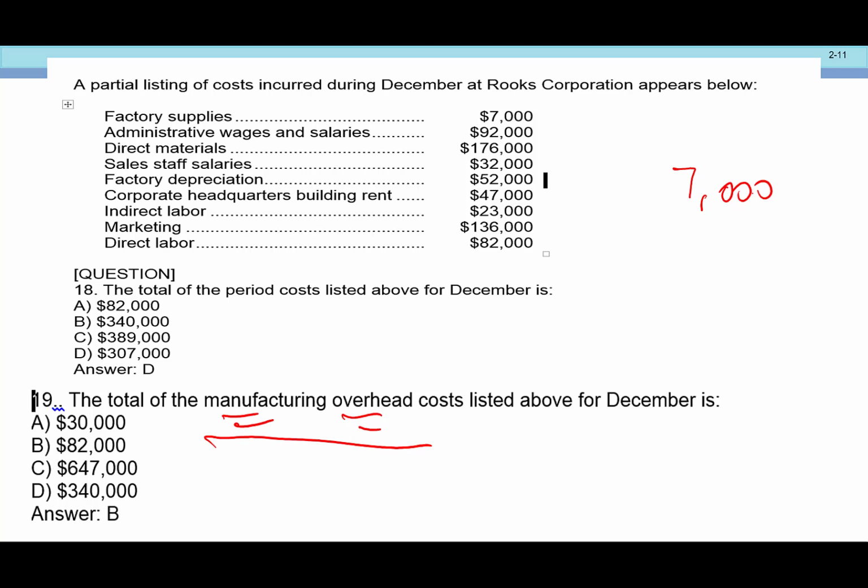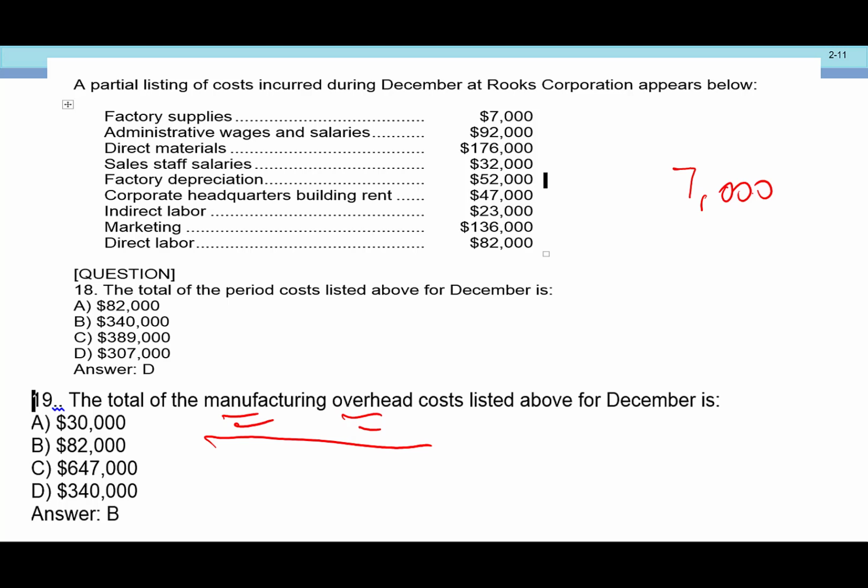How about administrative wages and salaries? They are what? They're indirect, but they are period costs, not what? Not product costs. Okay, so we're not going to include that. They're not a manufacturing cost. How about direct materials? Well, it is a manufacturing cost, but it's not what? It's not indirect, therefore it's not overhead, right?